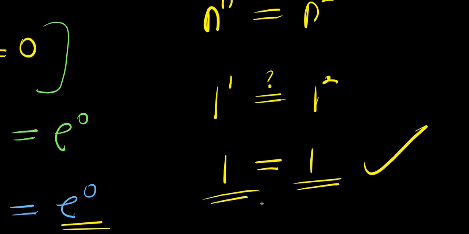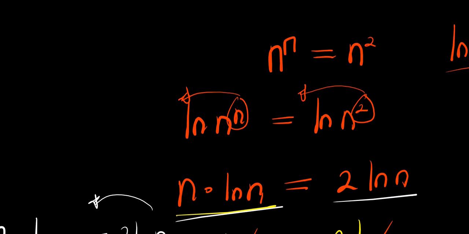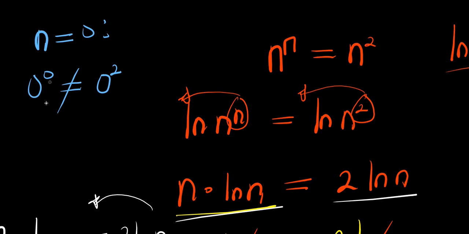So ladies and gentlemen, that is it. Is there any other solution? No. If you consider 0, you will have 0^0, and this is not the same as 0^2, because 0^0 is undefined, which is quite different from 0^2. 0^2 is 0, which is not the same thing as 0^0, right? So that is why we have two solutions, and that is it.